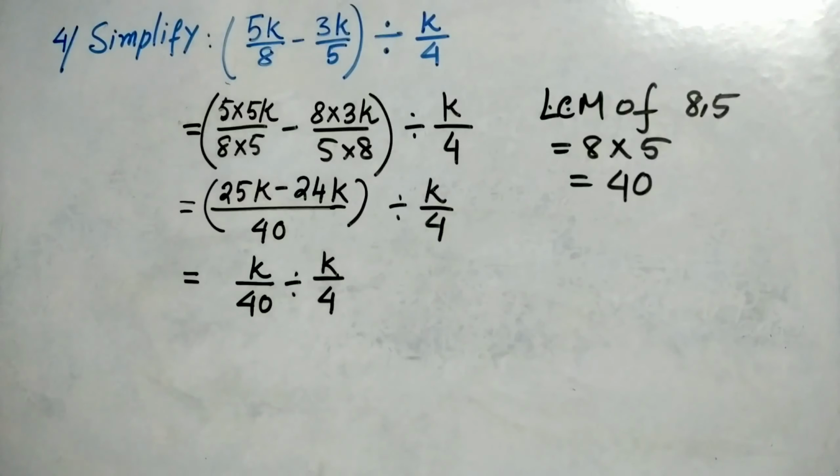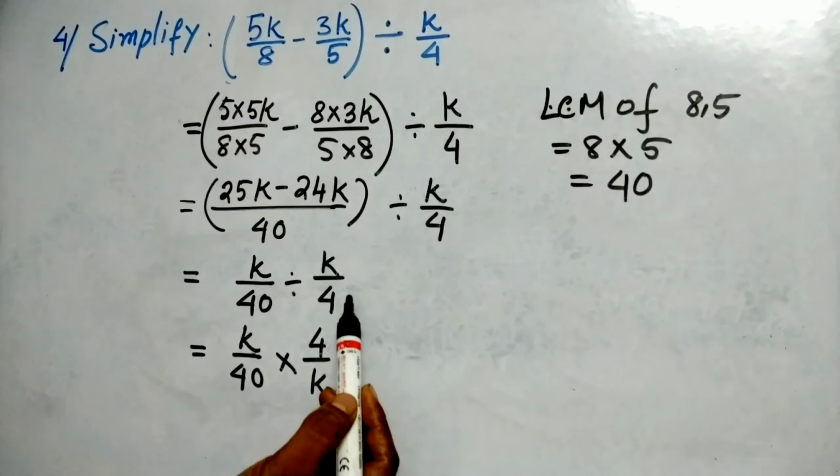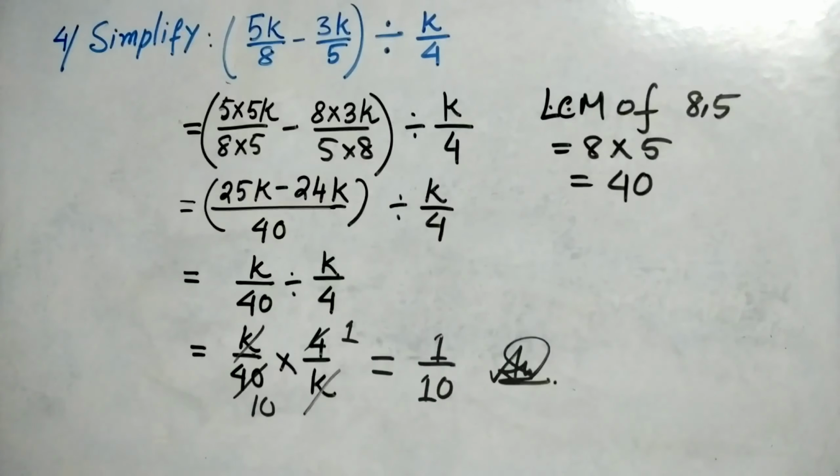Now we have to divide k/40 by k/4. So the division sign has become multiplication and we have taken the reciprocal of k/4, which is 4/k. So after simplifying this, we have got 1/10, which is the answer.